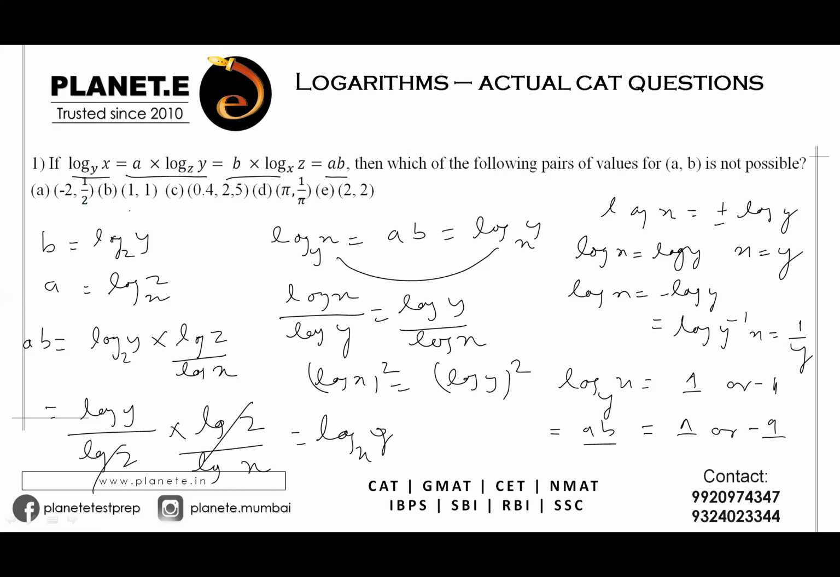In the second option we are getting plus 1. Second, third, and fourth are giving me plus 1. The first one is giving me the product as minus 1. So they satisfy, the question asks which of the following values is not possible. I'm left with the last option, which gives me the product as 2 into 2, 4, which is not possible.